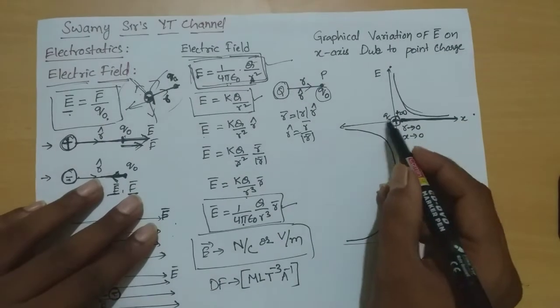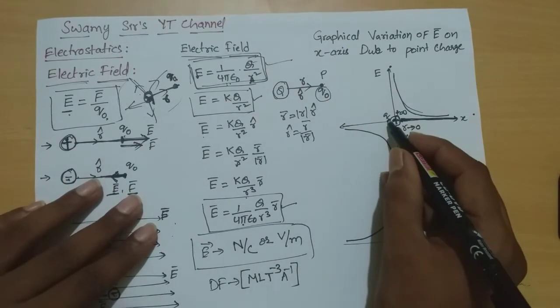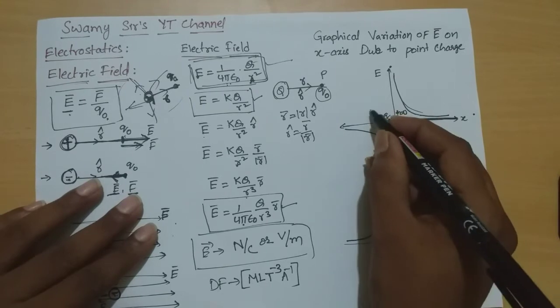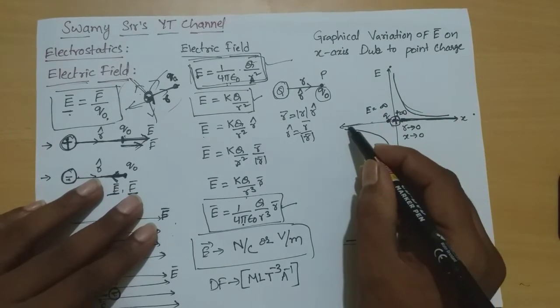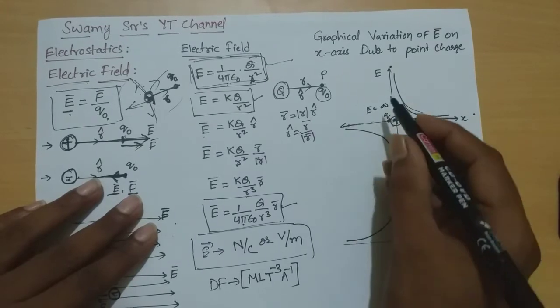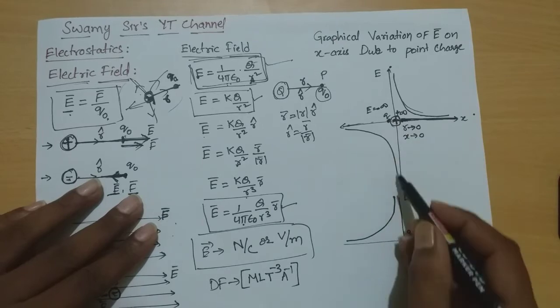Now come to this side, very near to the charge. Very near to the charge the electric field is infinity. But in which direction are we moving? The negative x-axis direction, so keep the negative sign. So minus infinity. Near this point, it is minus infinity.